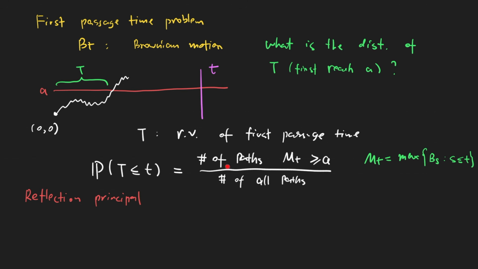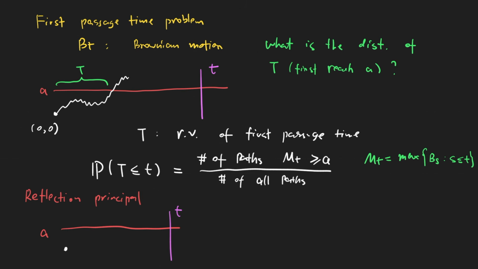So the key idea is that if we consider all the paths whose max value is greater than A, we can break that down into two scenarios. And let me just draw you a picture. So these two scenarios can be divided by the value at the time small t.